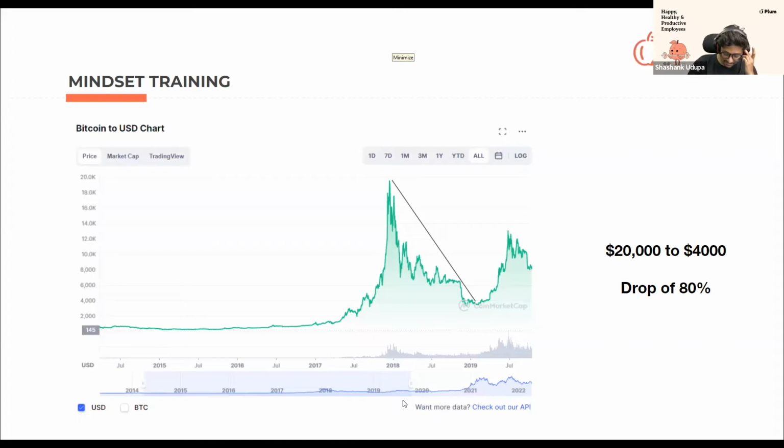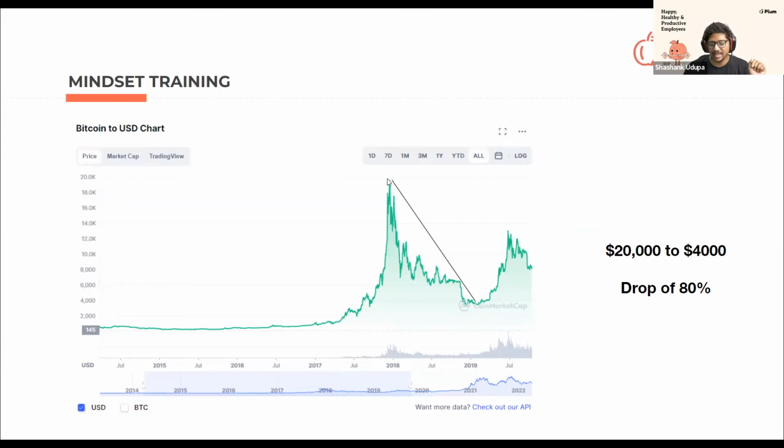Because Bitcoin, if you remember the 2017-2018 rally that happened in Bitcoin, right? And if you are investing in Bitcoin, look at this. In 2017, Bitcoin was trading somewhere between 700 to 800. It went from almost $1,000 up to $20,000 in a span of 1 year. In 1 year, it went up 20 times. Massive rally. And this was all kicked in with greed.